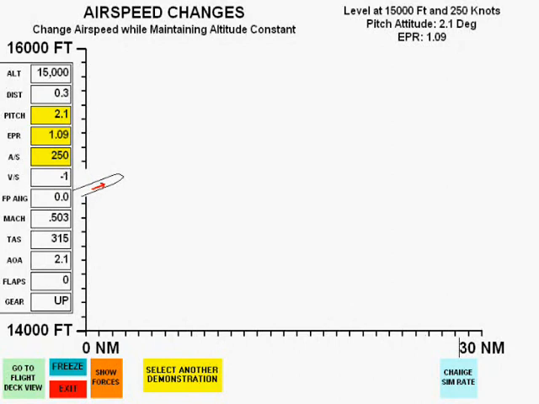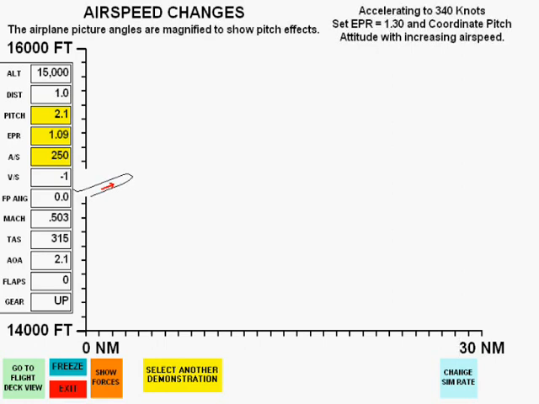On this plot, we are initially at 15,000 feet and 250 knots, which requires a pitch attitude of 2.1 degrees and an EPIR setting of 1.09. To change speed, we will first increase the EPIR to 1.30, and also increase the plotting speed.